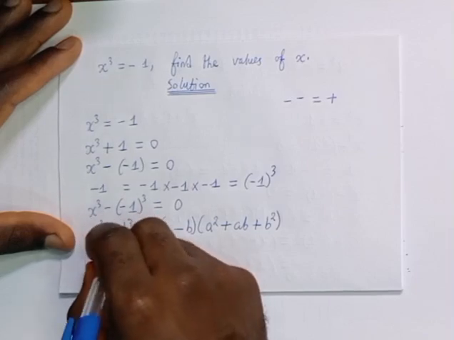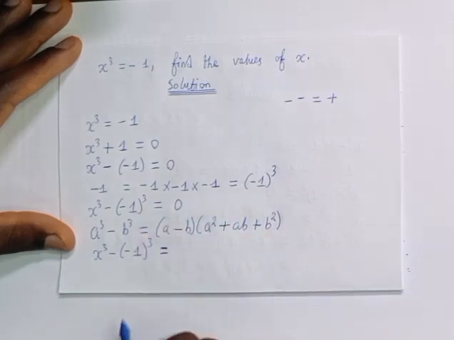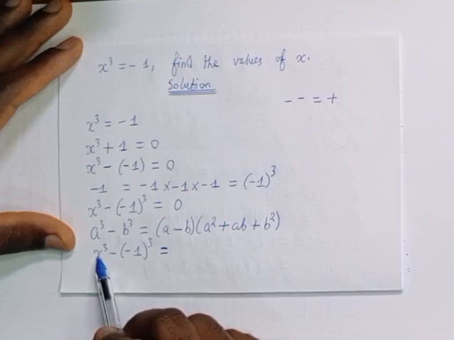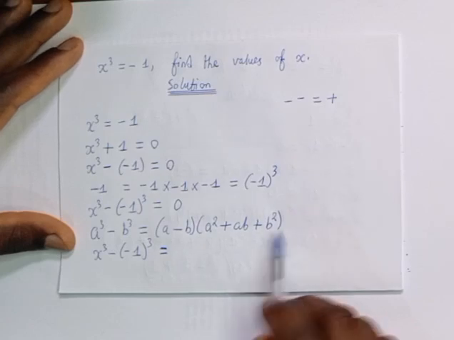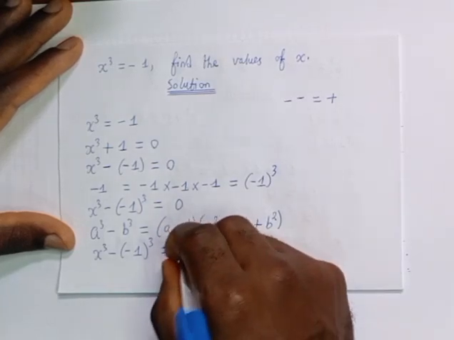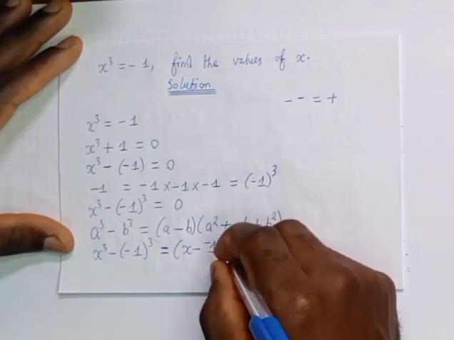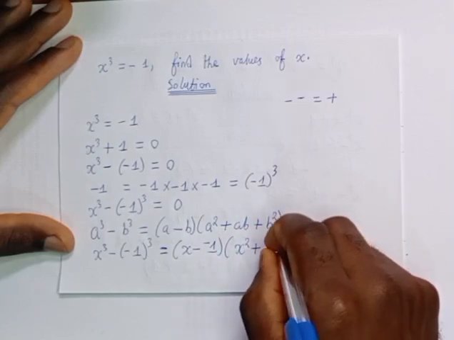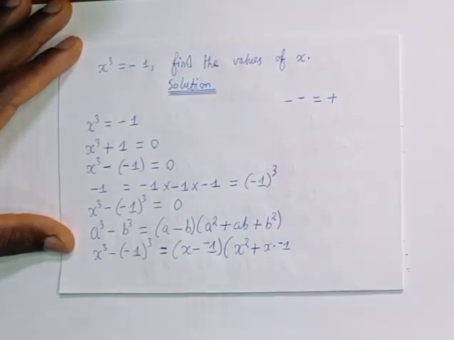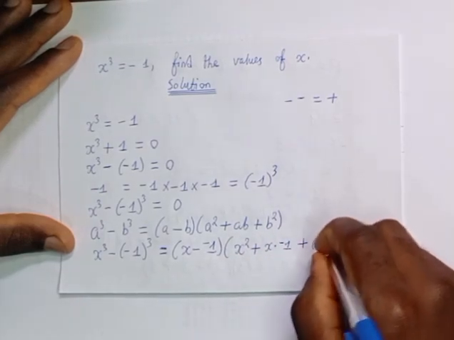By making use of this formula, if we take the left hand side of this cubic equation, which is x cubed minus (-1) cubed, this will simply be equal to, comparing their left hand sides, a will simply be equal to x, b will simply be equal to -1. We are going to replace them at the right hand side. This will give us x minus -1 times x squared plus x times -1 plus b squared. That means (-1) squared.